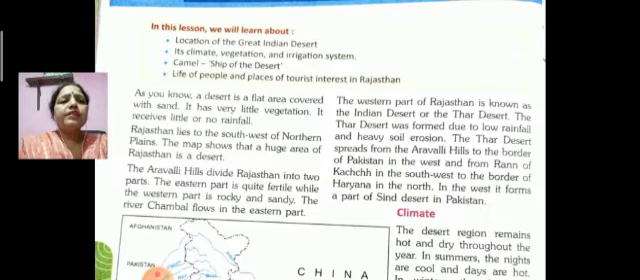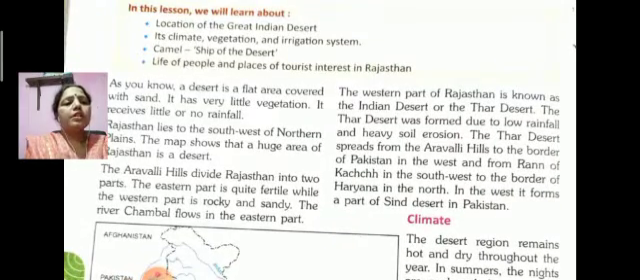The western part of Rajasthan is known as the Indian desert or the Thar desert. The Thar desert was formed due to the low rainfall and heavy soil erosion. The Thar desert spreads from the Aravalli hills to the border of Pakistan in the west, and from the Rann of Kutch in the southwest to the border of Haryana in the north. In the west, it forms a part of the Sindh desert in Pakistan.